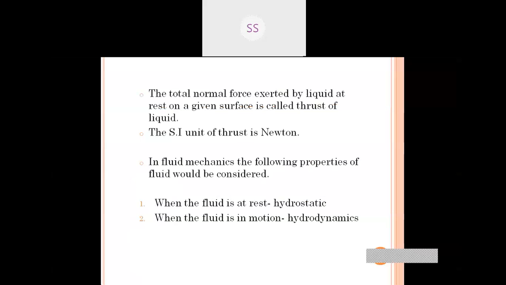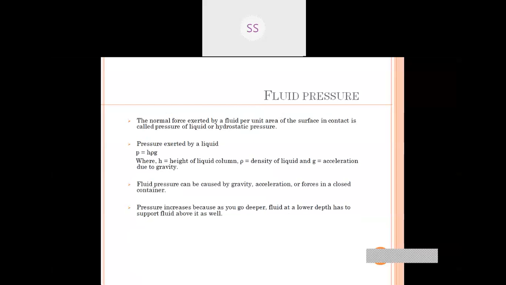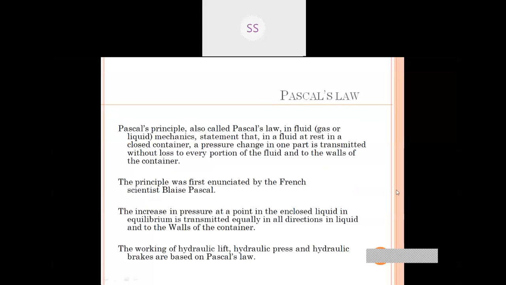And pressure is always greater at the bottom, right? These are the main points of today's lecture: pressure is always greater at the bottom, and as we go higher it decreases, as we go deeper it increases. So the formula for calculating pressure is h rho g. h is the height of the liquid column, rho is the density, and g is the acceleration due to gravity. So you can write this down. Pressure can be caused by gravity, acceleration, etc. In the next class, we will explain Pascal's law.